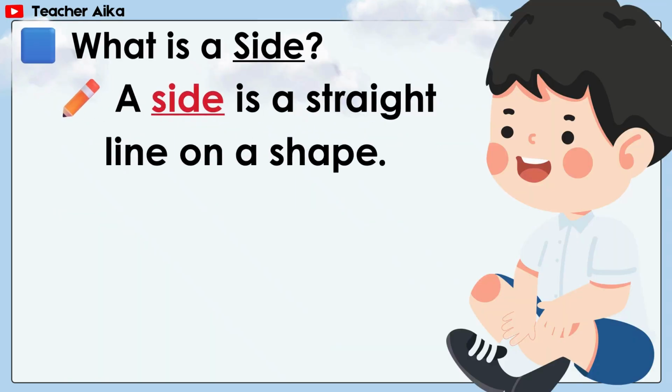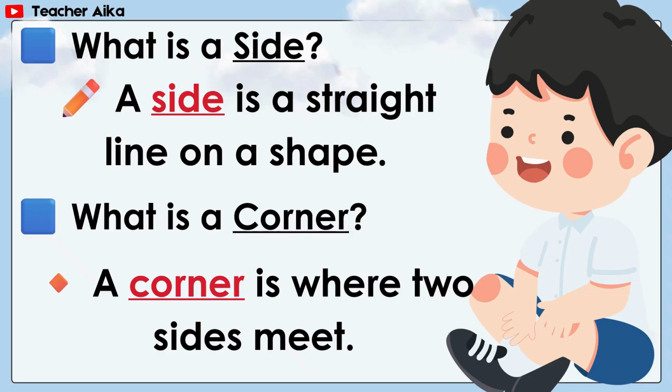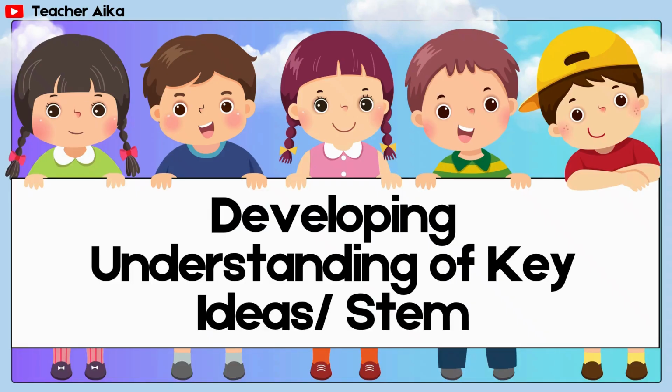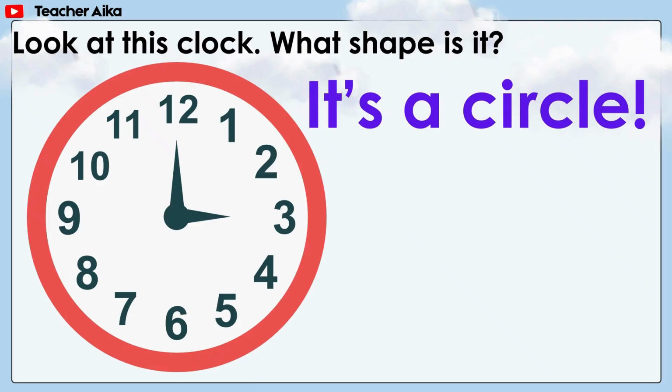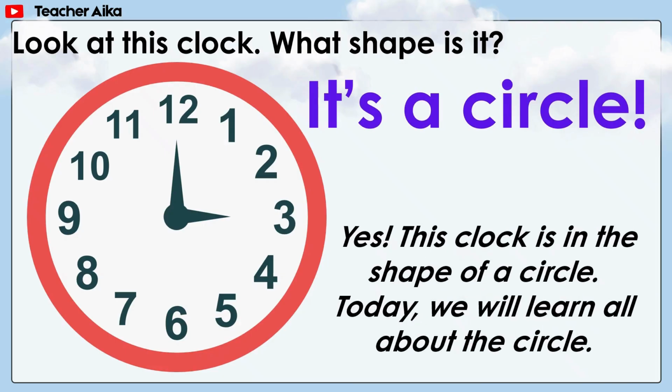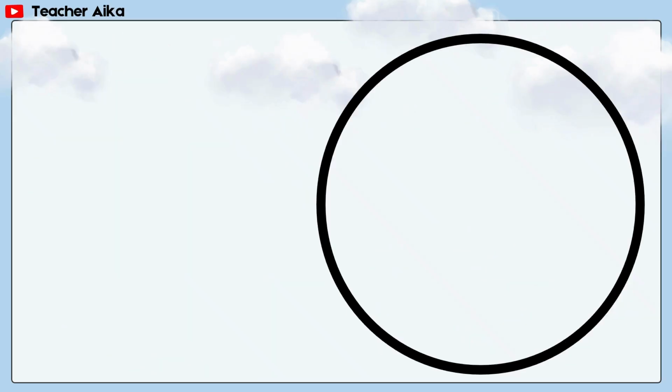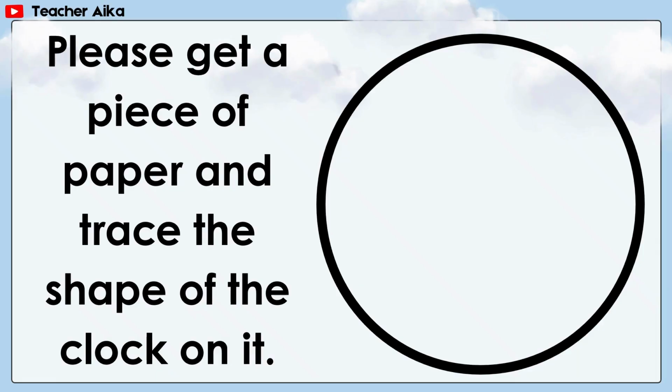What is a side? A side is a straight line on a shape. What is a corner? A corner is where 2 sides meet. Look at this clock. What shape is it? Correct. It's a circle. Yes, this clock is in the shape of a circle. Today, we will learn all about the circle. Please get a piece of paper and trace the shape of the clock on it.